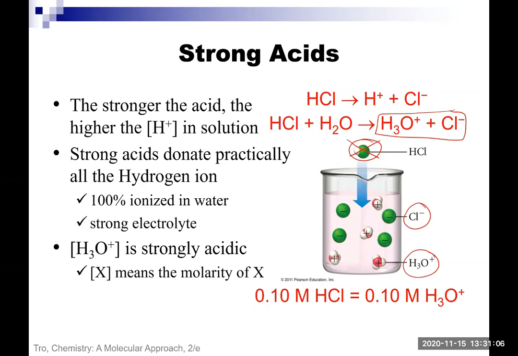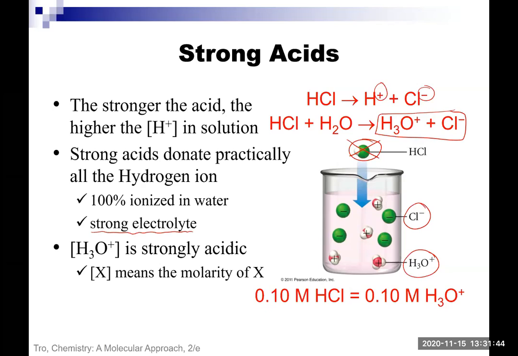In fact, this is a very strong electrolyte, as you learned when we were looking at electrolytes, because HCl will put H plus and Cl minus, 2 opposite charges, into solution. And it is those opposite charges that complete the circuit of 2 electrodes and lit up the light bulb that you saw in the demonstration last week. This is a 100% ionization, so this is a very strong electrolyte. And H3O plus is strongly acidic.